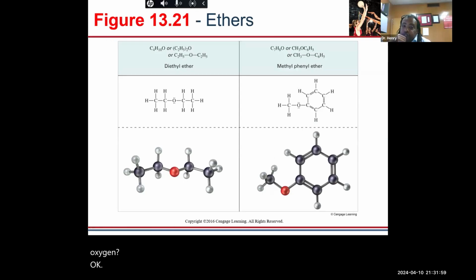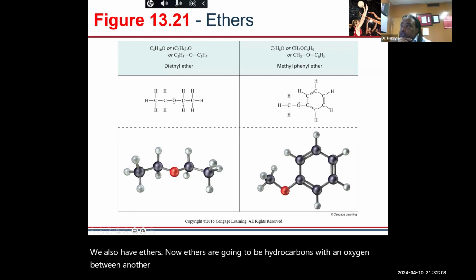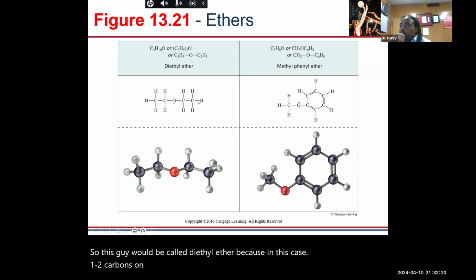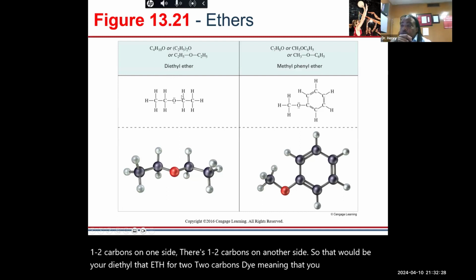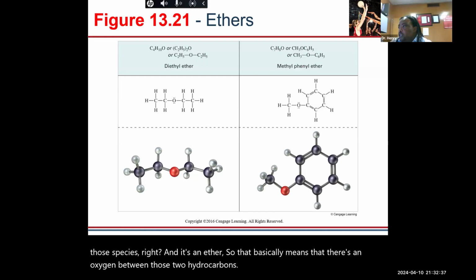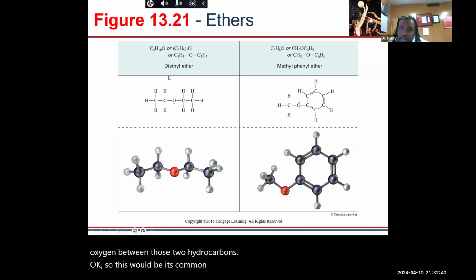We also have ethers. Now, ethers are going to be hydrocarbons with an oxygen between another hydrocarbon. So these are 2 hydrocarbons that are together. So this guy would be called diethyl ether because in this case, there's 2 carbons on one side and 2 carbons on the other side. So that would be your diethyl, eth for 2 carbons. Di meaning that you have 2 of those species. And it's an ether, so that basically means that there's an oxygen between those 2 hydrocarbons. So this would be its common name, diethyl ether.